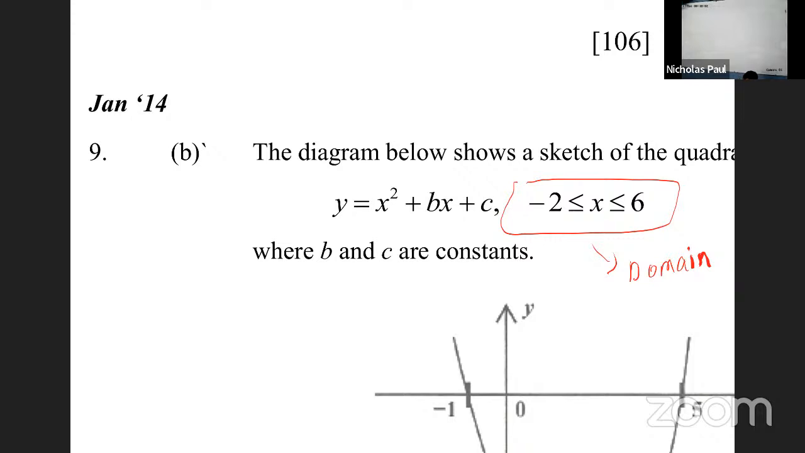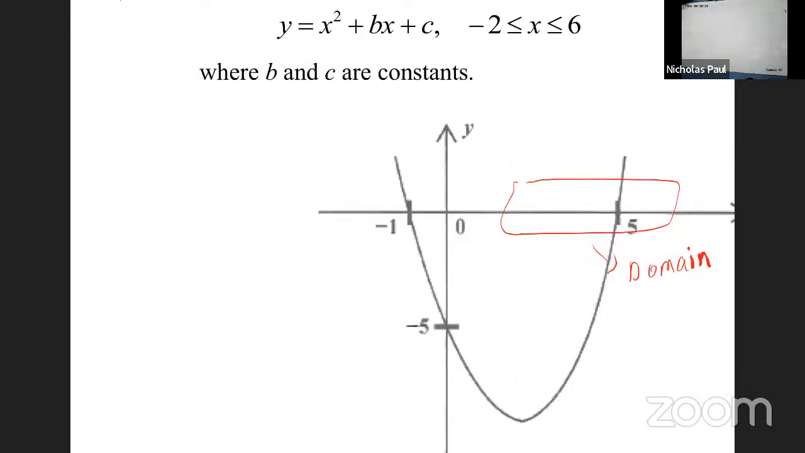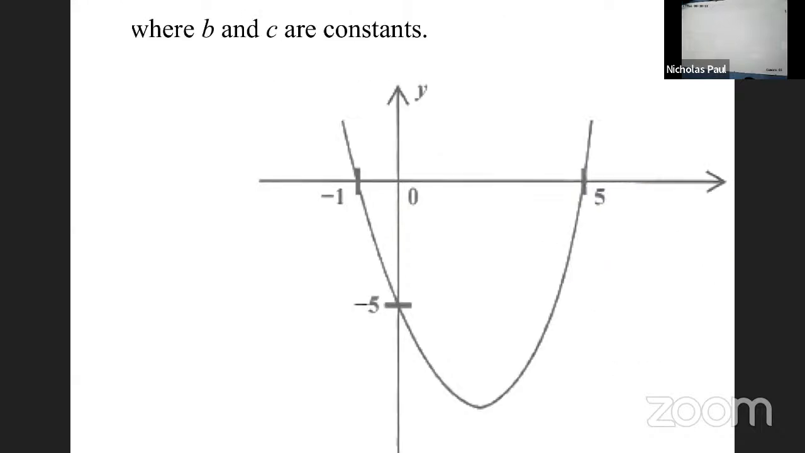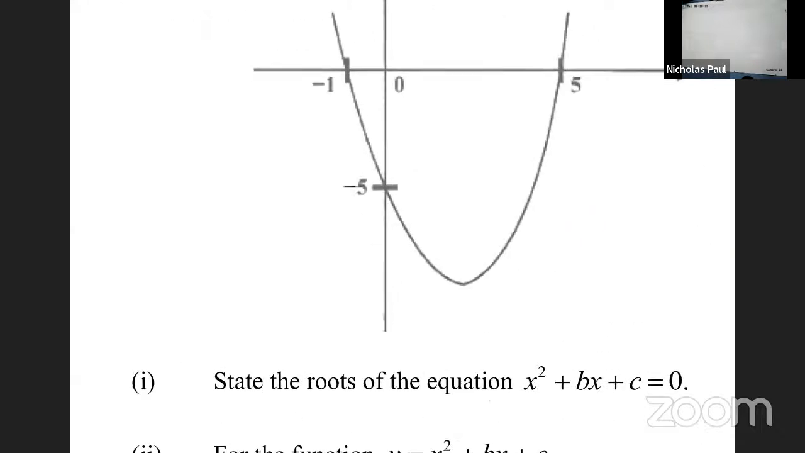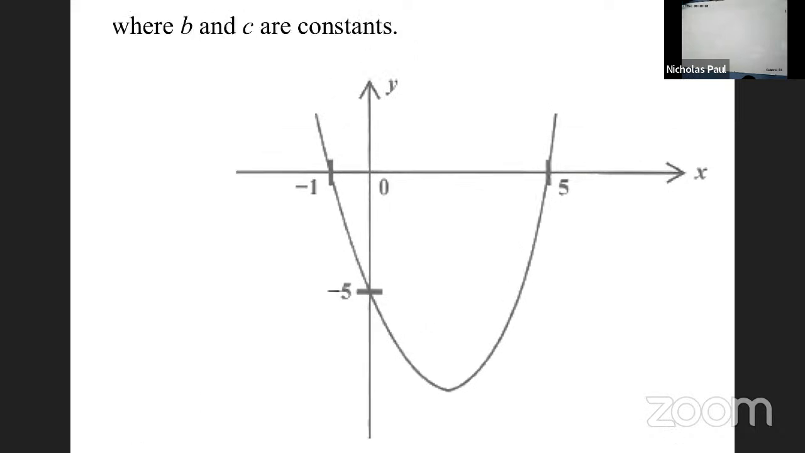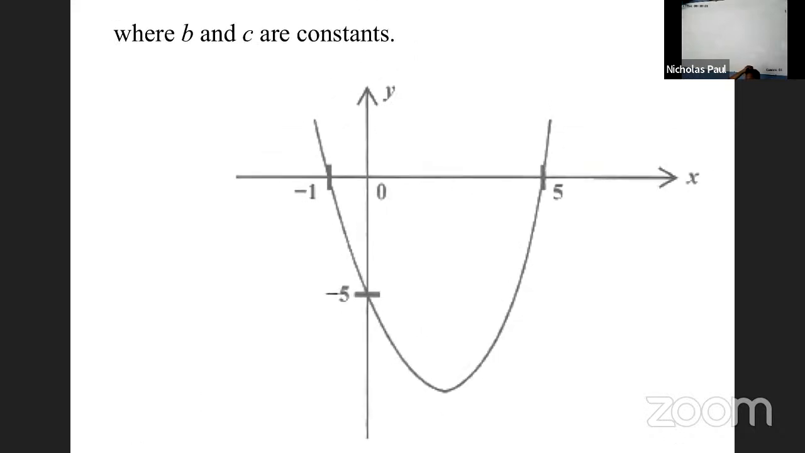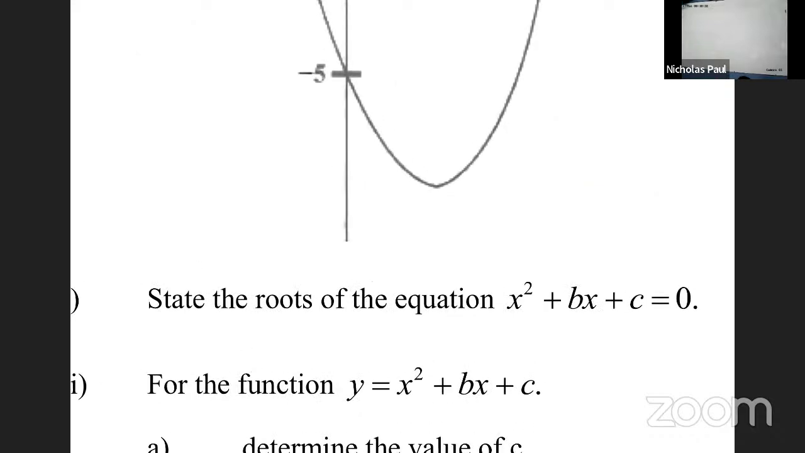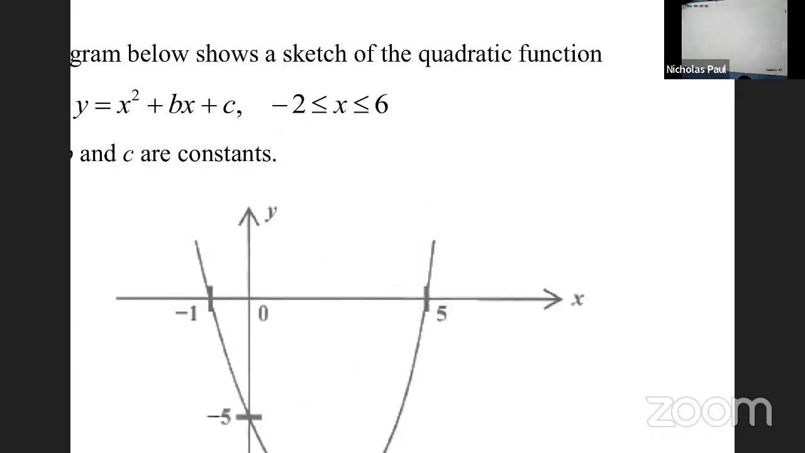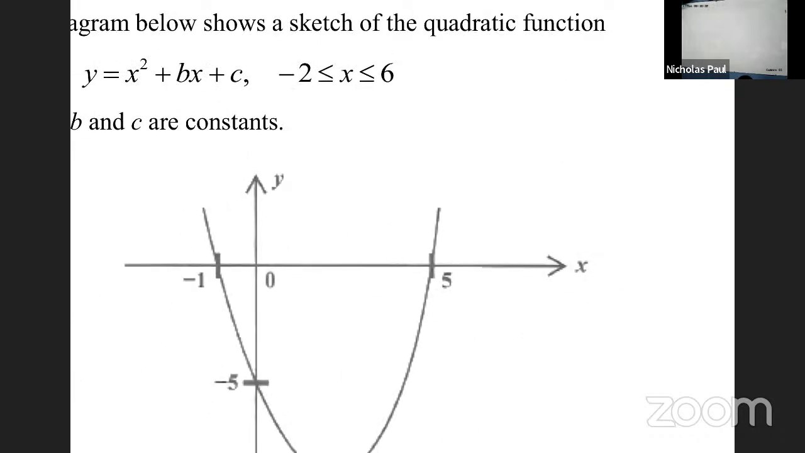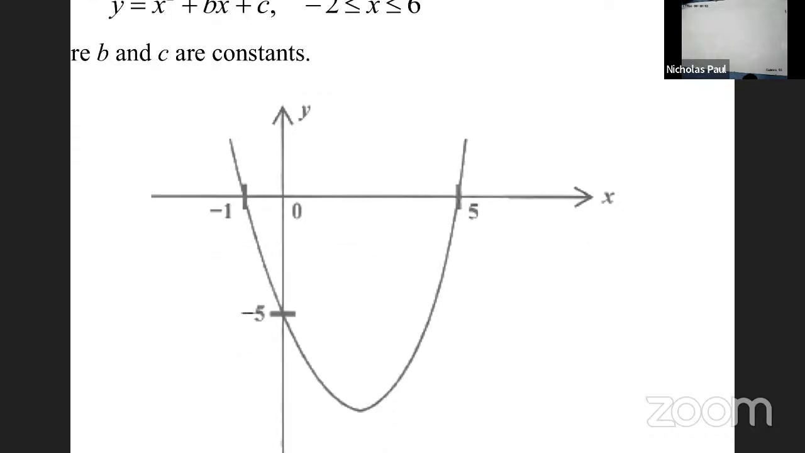All right, so you have your domain there. All right, so what's your graph? Part 1, state the roots of the graph. So when they say state the roots, what do they want, Parindra? What do you want in part 1? State the roots. Where? Very good. Where it cuts the x-axis, right?